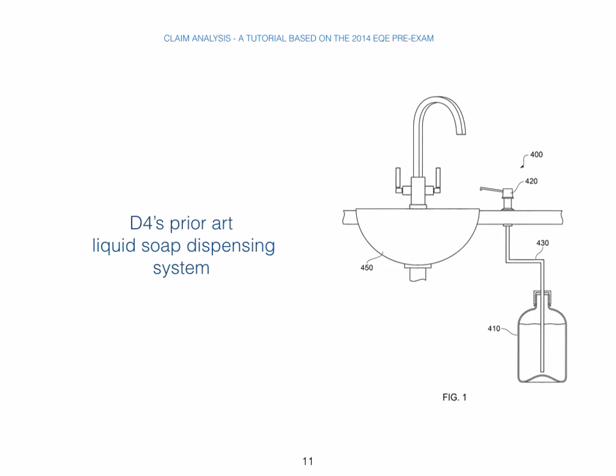Let's turn now to D4, which is a liquid soap dispensing system. A bit more complicated because it's not only a bottle. The bottle is 410. 420 is a manually actuated pump, which we can equate with a hand pump. 430 is a tube that connects the bottle 410 to the pump. This tube has a vertical part and a horizontal part. And 450 is a wash basin.